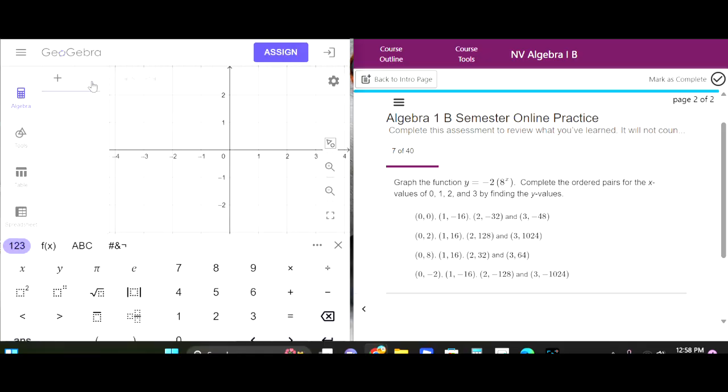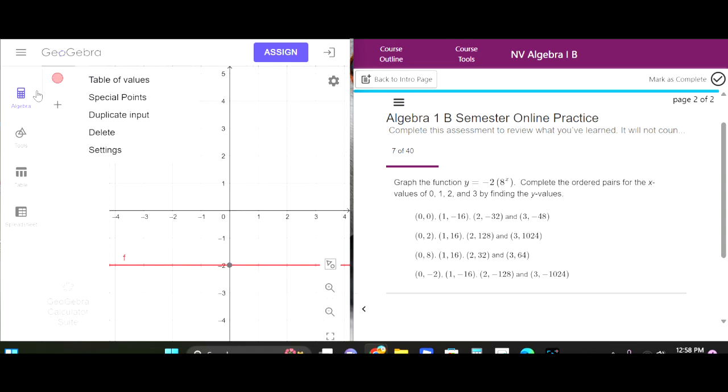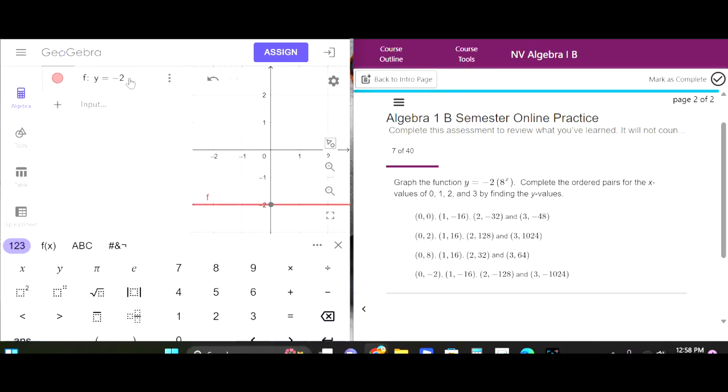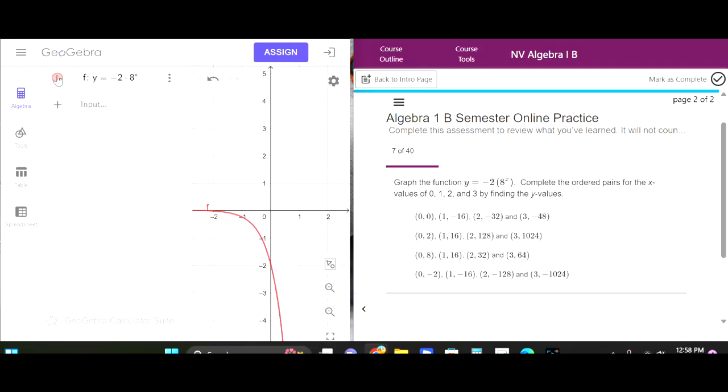And we're going to put in our new function, which is y is equal to negative 2. Why is it not typing? Oh, it is. Okay, negative 2 times 8 raised to the power of x. All right? Graph that for me.